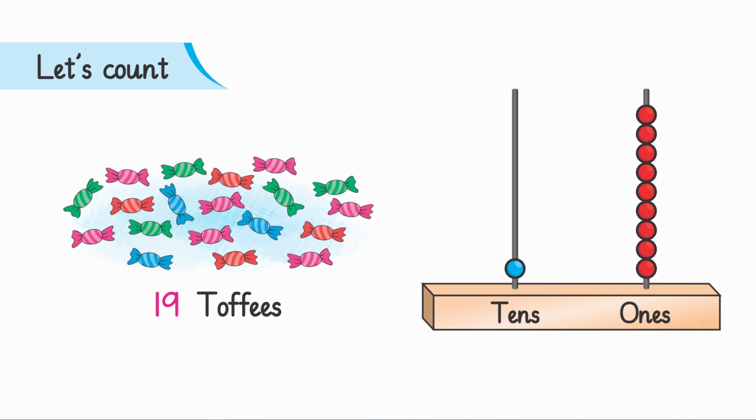Let's count. 1, 2, 3, 4, 5, 6, 7, 8, 9, 10, 11, 12, 13, 14, 15, 16, 17, 18, 19. 19 candies. Now, on the abacus, 1 tens, 9 ones, 19.